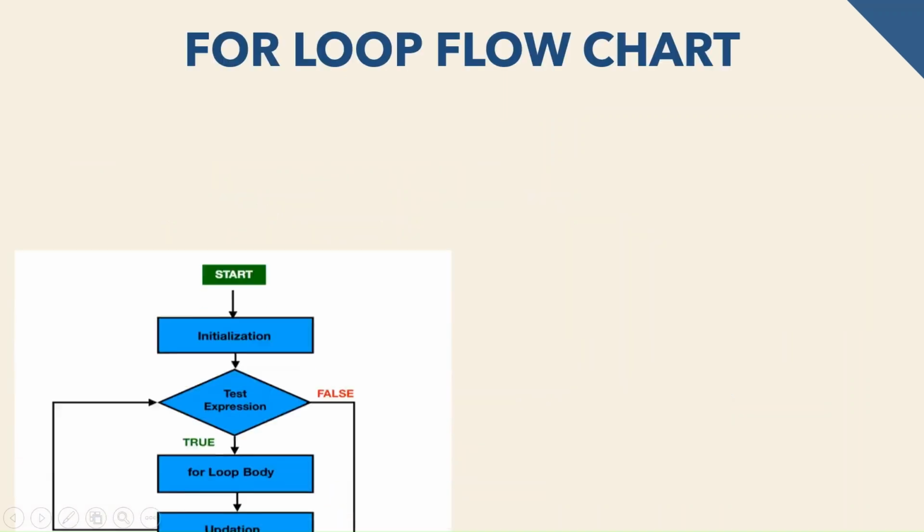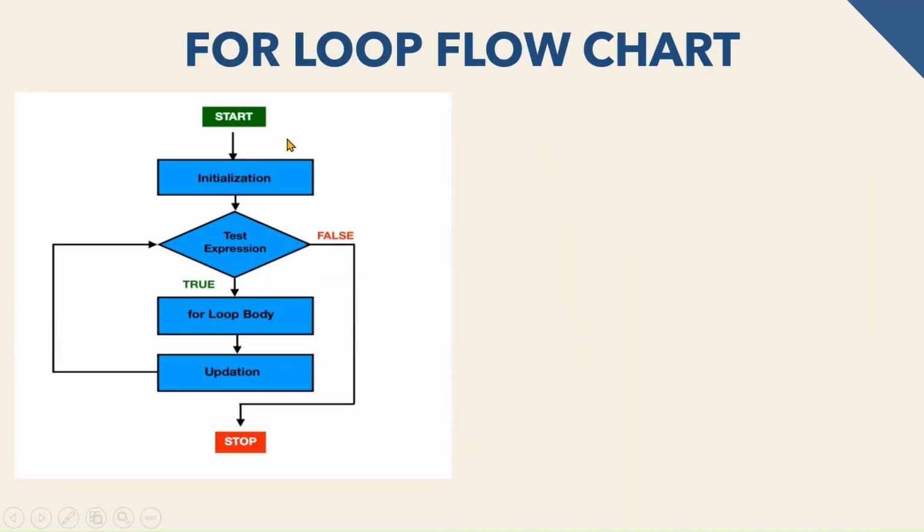Now coming to the flowchart. This is the start of your application, and this is where we do the initialization of a variable, i equal to 1. Then this diamond symbol is the test condition, like i less than or equal to 10. If that is true, then the for loop body will be executed.